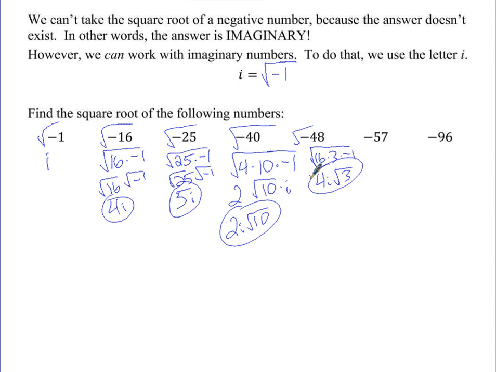And the square root of negative 57? It's not prime, it just can't be simplified. There you go.